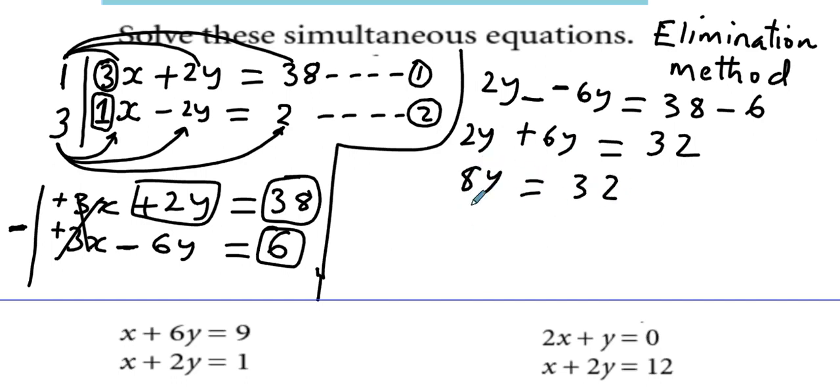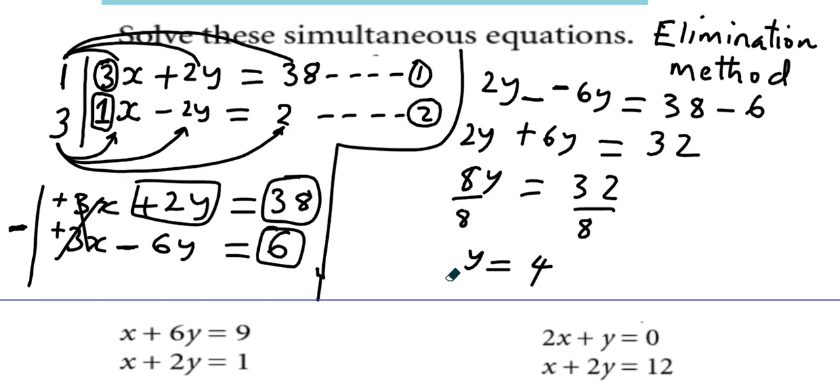I'm looking for how much y is. Divide by 8, divided by 8, y equals to 4. You can substitute y equals to 4 in any of these two equations and then work out the value of x, but I don't want to lose the meaning of elimination method. So you can pause the video and take notes.